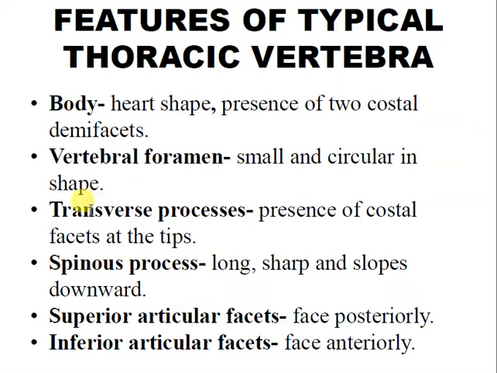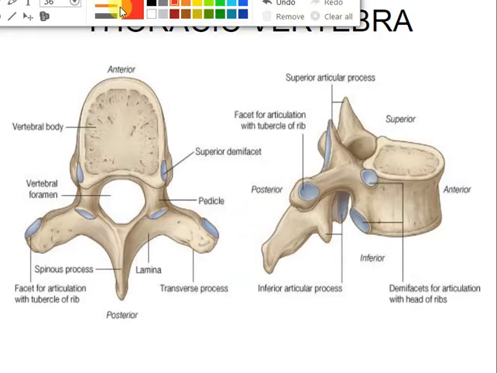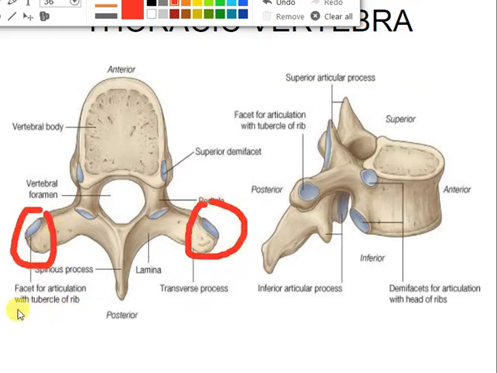Also, on the transverse process there is a costal facet at the tips. You can see we have facets at the tips of the transverse process. So you can see that any transverse process is present with the facet on the tip. But you also see the spinous process.